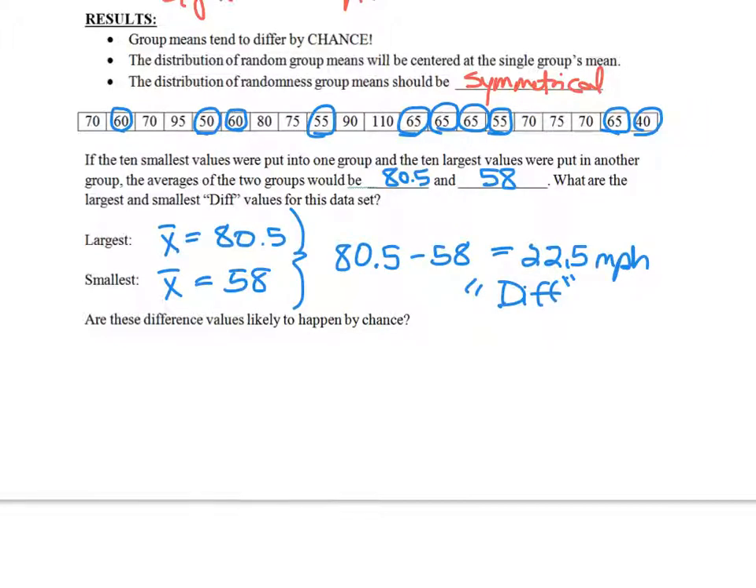So calculating the means for each of the groups, I got that the largest mean was 80.5 and the smallest mean was 58. When I calculate the diff value by subtracting, I'm getting a diff of 22.5. Now, are these difference values likely to happen by chance? Well, it could happen by chance, but it's pretty unlikely. It's unlikely that I'm going to get a group where all of the first group is going to be the smallest and all of the second group is going to be the largest.